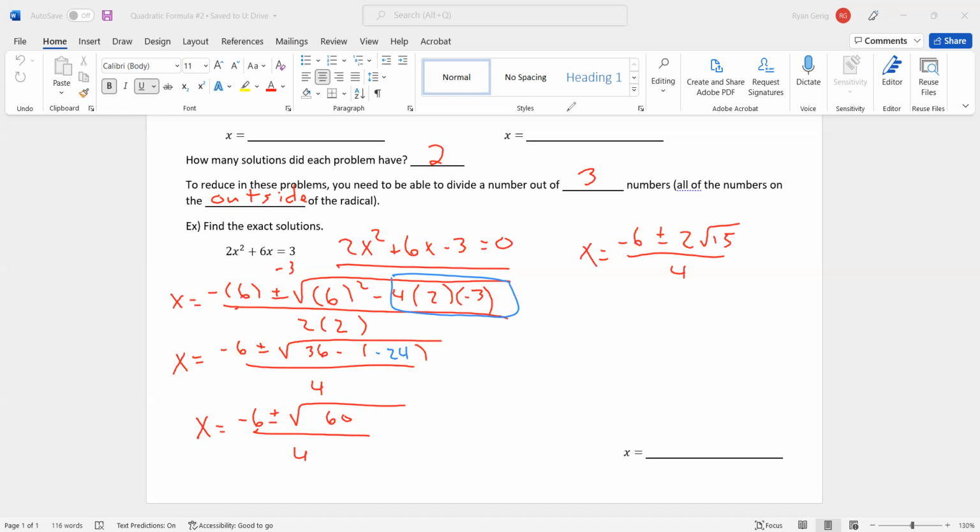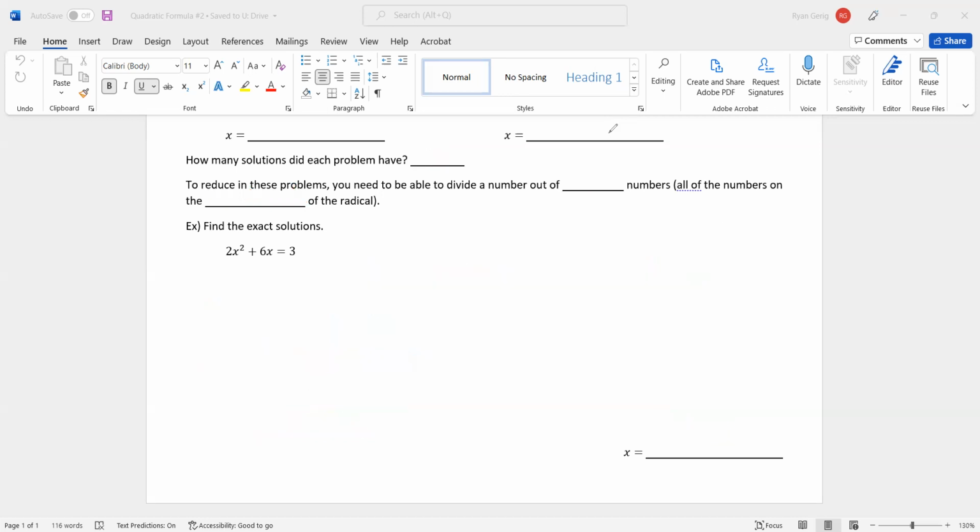Can I reduce it? Hopefully you see that you can. All 3 of those divide by 2. You get x equals negative 3 plus or minus 1 square root of 15 all over 2. You can write the 1, but I'm not going to write it. Okay, and that's it for this lesson. Those are called exact solutions. We've got 2 lessons left, and then we'll be done.